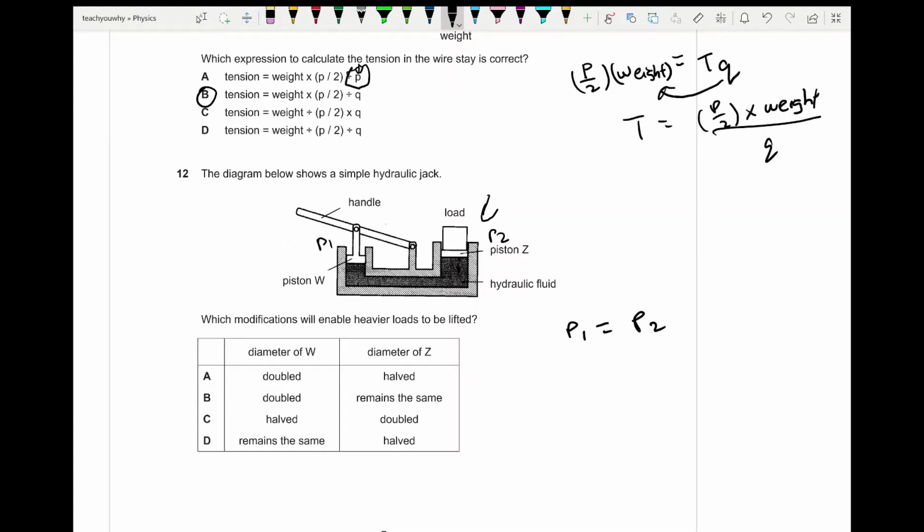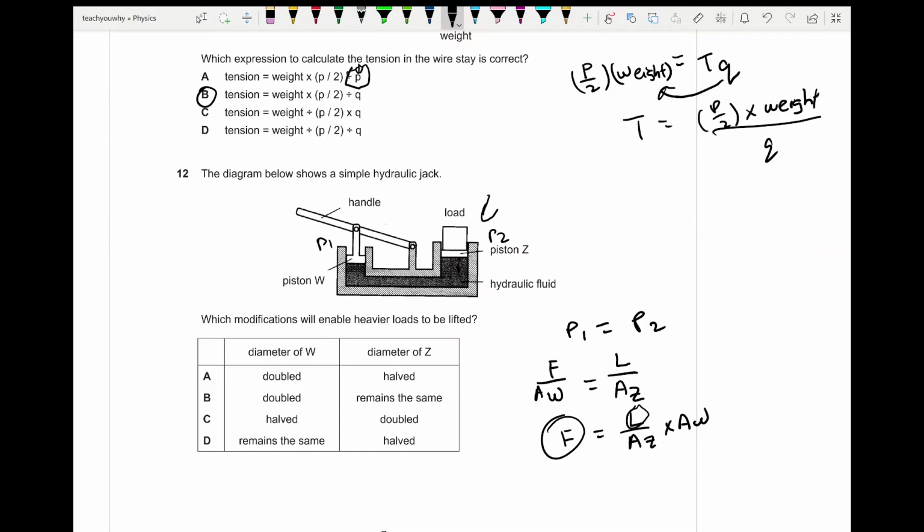Now, what is P1? P1 is equal to force divided by the area of piston W. And then P2 is equal to load divided by the area of Z. Therefore, force is equal to L over AZ times AW. So the force required is equal to the load divided by the area of Z times the area of W.